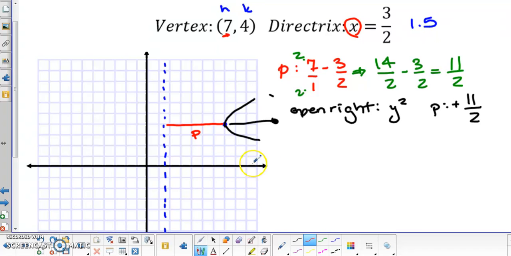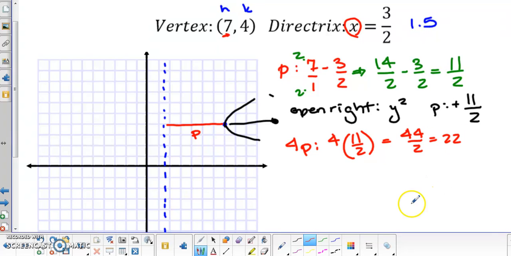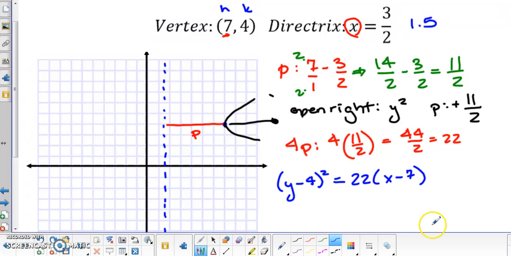So now that I've found my p-value, I have to find what 4p is. I take 4, multiply it by 11/2, and that gets me 44/2, which equals 22. So now I know 4p equals 22. Now I can throw this into my equation, where I know that y squared is the way it's opening, so I've got y minus k, so y minus 4 squared, equals 4p times x minus h. And that's my equation. That's all I've got to do.